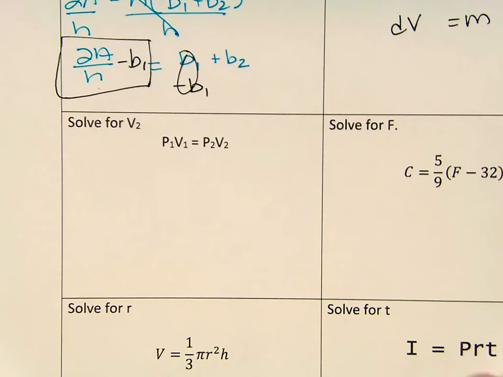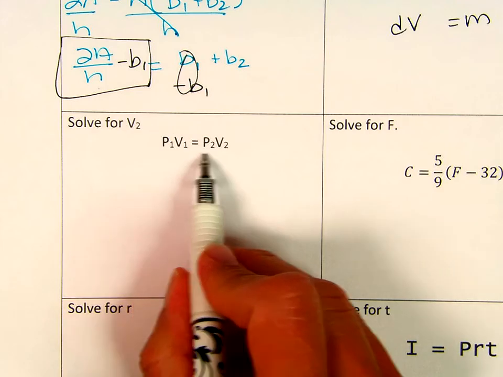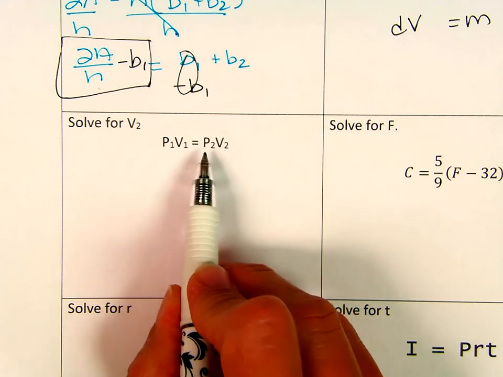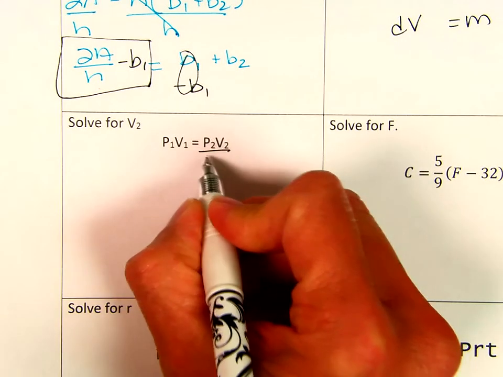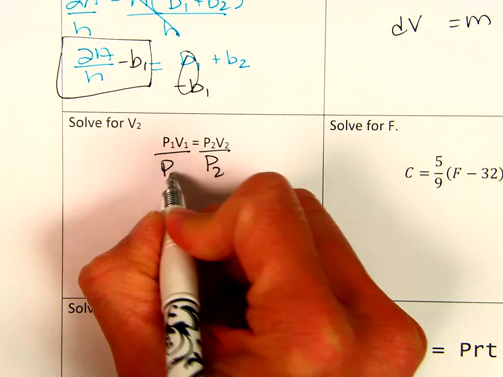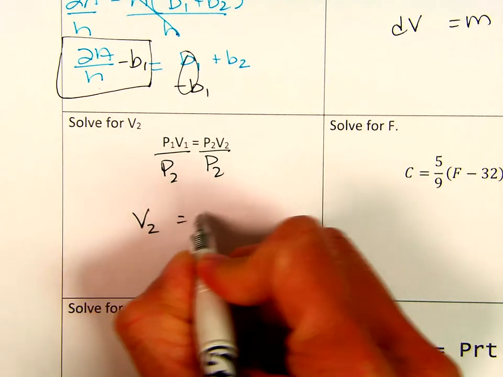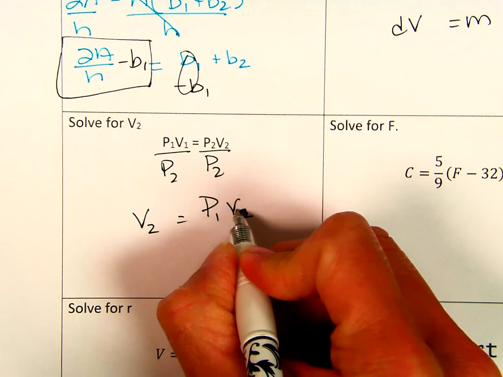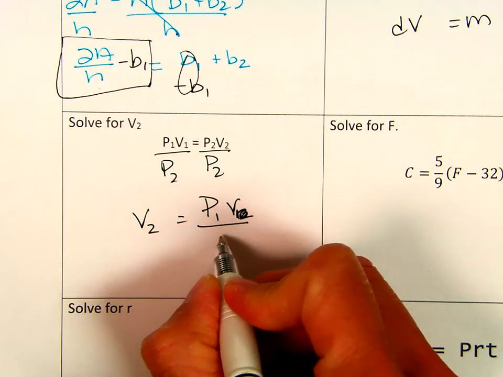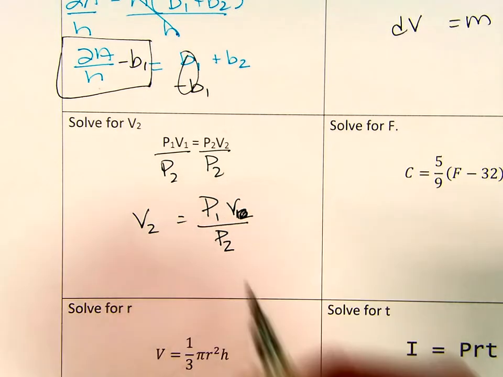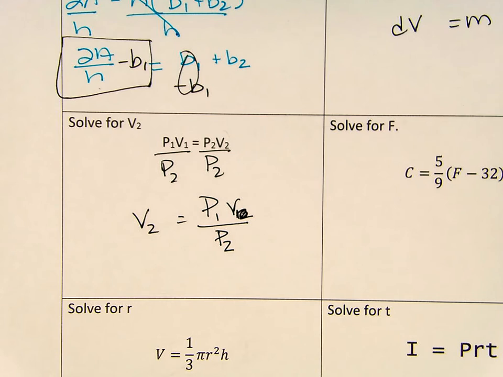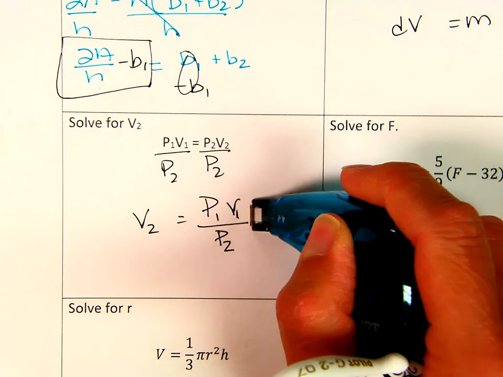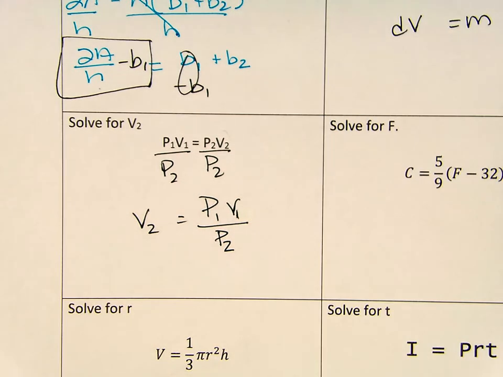All right. Notice the subscripts. We need to get V sub 2 alone. The only thing that's preventing us from getting it alone is this P sub 2. So I'm going to divide by P sub 2. And so V sub 2 is going to equal P sub 1 times V sub 1 divided by P sub 2. And that is how that one goes. Let me erase my little mistake, because it'll make it look a little bit better.